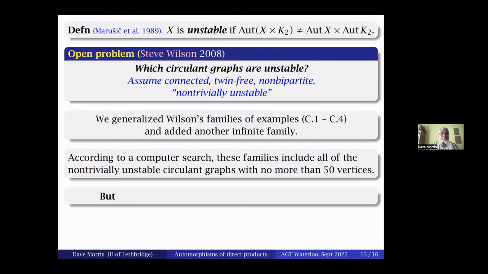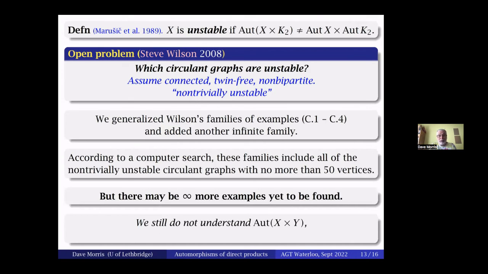We're just looking at circulant graphs, trying to understand which ones are unstable. It certainly could be the case that there are infinitely many more examples for larger orders. So I guess the summary is, I've talked for 45 minutes, but it's the same thing I said right at the start. We simply do not understand the automorphism group of X cross Y, even if X is the simplest kind of graph, just a circulant graph, and Y is even the simplest kind of simple graph, just K2. We do not understand this question at all. We tried to give some information about it, and I hope maybe somebody else can take it farther. Thanks.